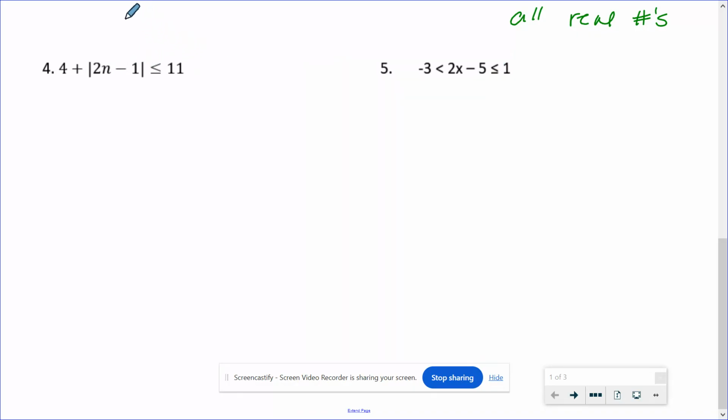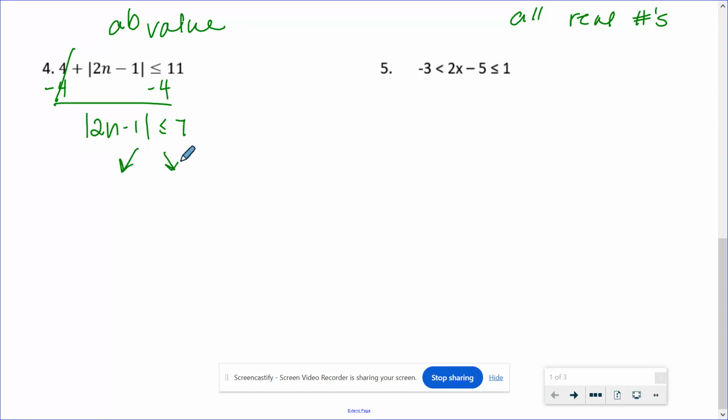Okay, so whenever we are dealing with absolute value, we always must get it by itself first. So I'm going to subtract the 4 that's here. So that's going to keep my absolute value of 2n minus 1 less than or equal to 7. And now I'm ready to break that up into my two inequalities. So I'm going to have 2n minus 1, because we dropped the absolute value bars, keep it exactly as is, and then I'm going to drop the absolute value bars, switch my sign and also make that an opposite number. So it'll be a -7.